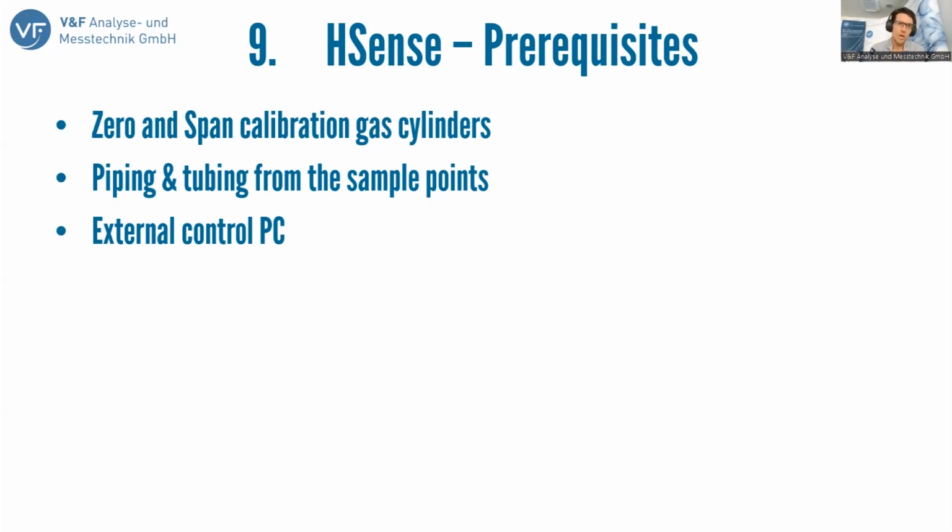What we typically do not provide with the delivery of one of these instruments is piping and tubing from the sample points. We have our sample lines, but the connection to the actual sample point needs to be prepared by the customer. And also what is usually provided by the customer is external controlled PCs. This is not something that is within the standard delivery of an instrument.